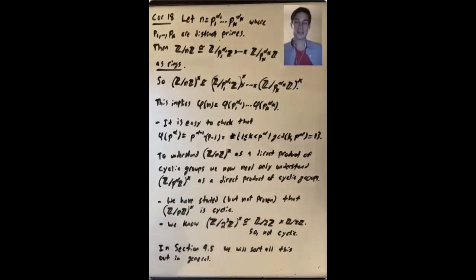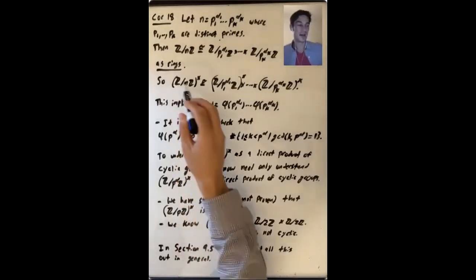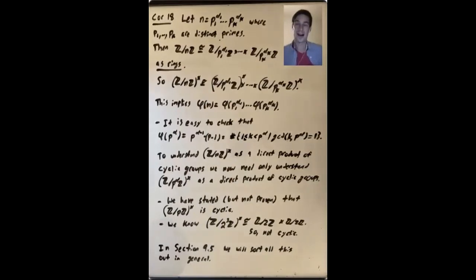So how do you write it as a direct product of cyclic groups? And we'll get back to this in section 9.5, which interestingly is in the chapter on polynomial rings. So we'll sort this all out and we'll be able to write down (Z/nZ)* as a direct product of cyclic groups.